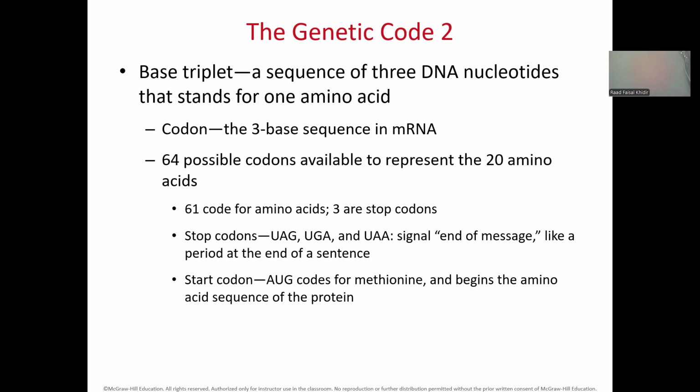Okay. How many possible codons are going to represent those 20 amino acids? 64 possible codons to represent the amino acids. Very good.